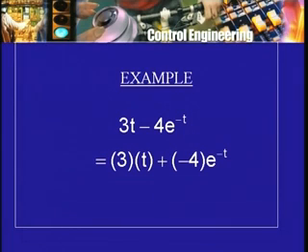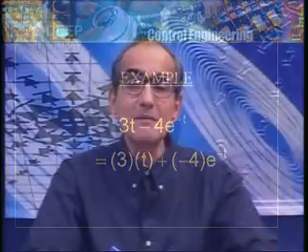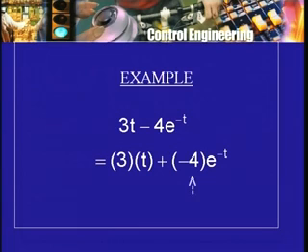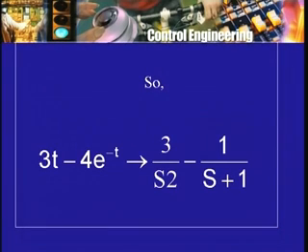So what do I have? I have a function which is a sum of two functions, so my additivity can be used, but each one of them is a multiple of another function. 3t is a multiple of t, multiplying factor 3, and minus 4 e to the minus t is a multiple of e to the minus t, the multiplying factor is minus 4. So what is going to be the Laplace transform of 3t minus 4 times e raised to minus t?